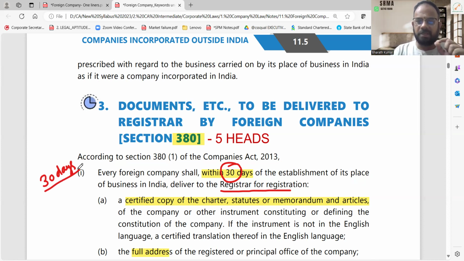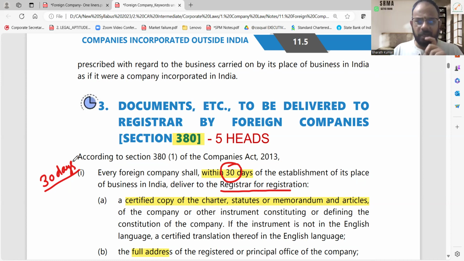Every foreign company shall, within 30 days of the establishment of place of business in India, inform the ROC that, sir, we have done a foreign company registration, we have done all these details. So as per section 380, we will give you all the details, and we are doing it within 30 days of the establishment of place of business. I have incorporated it differently before, I don't bother. But if I have established the place of business in India, within 30 days you will have to give all the details.